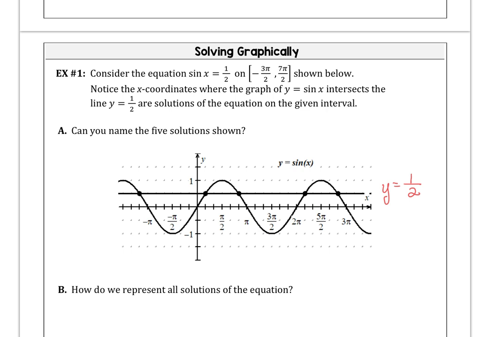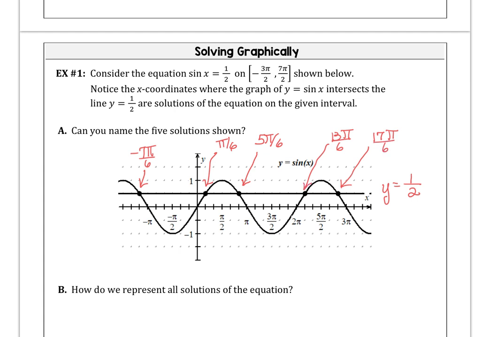This one would be negative 7 pi over 6. This one would be positive pi over 6. And then 5 pi over 6. And this would be 13 pi over 6. And finally, this last one would be 17 pi over 6. There's a pattern there.